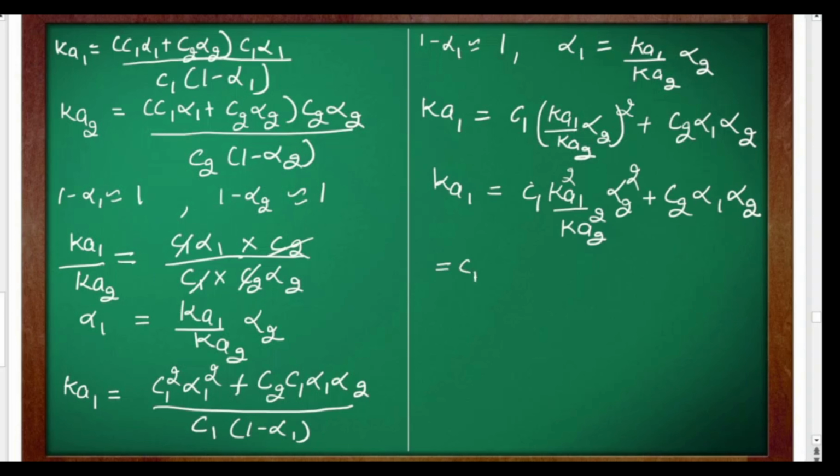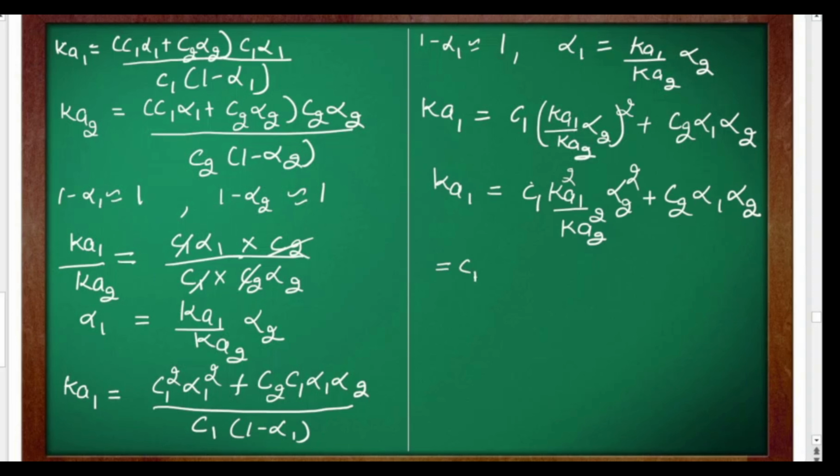Note: for a mixture of weak acids, hydrogen ion can be directly calculated using the direct formula, square root of C1 Ka1 plus C2 Ka2. Similarly, we can get the value of alpha 1 by putting the value of alpha 2 in terms of alpha 1. Alpha 1 is equal to Ka1 divided by square root of C1 multiplied by Ka1 plus C2 multiplied by Ka2. Now we have to calculate hydrogen ion concentration, which is equal to C1 alpha 1 plus C2 alpha 2. Now put the values of alpha 1 and alpha 2.